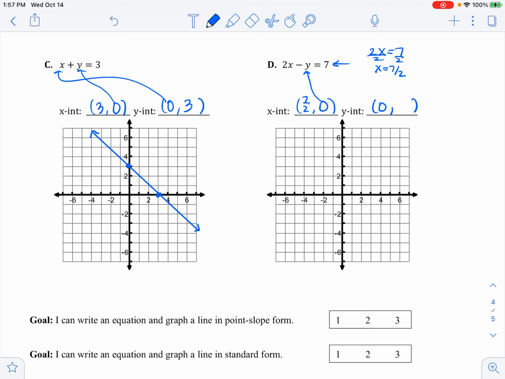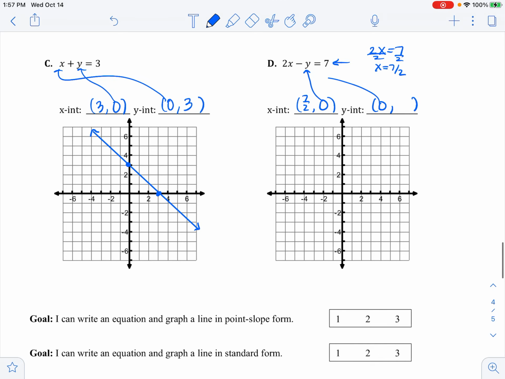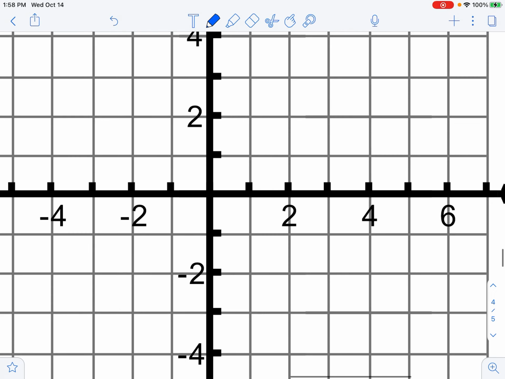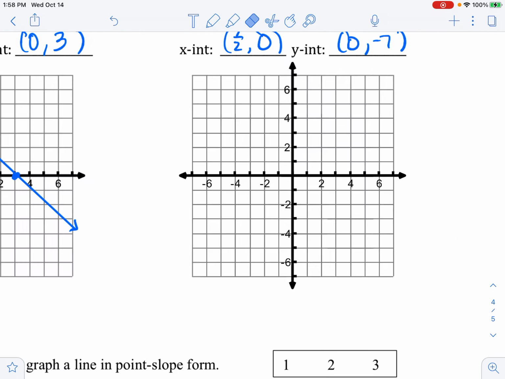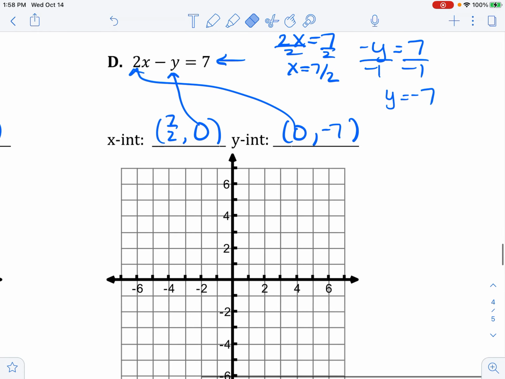All right, now I want to find my y-intercept. So I'm going to plug in 0 for x. I get negative y equals 7. So divide by negative 1, and I get y equals negative 7. Now the problem I hit is when I go to try to graph this, because I can't graph 7/2, 0 or 3.5, 0 perfectly. I know it's somewhere in between here and here, but I can't get it exact, right? So here's another way to graph it when that happens.